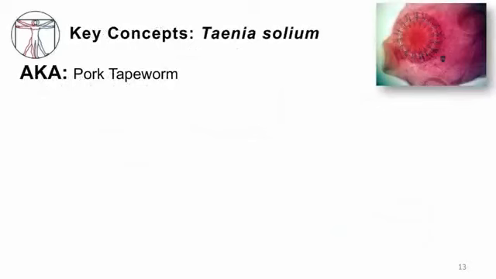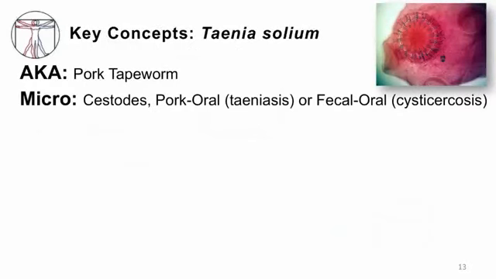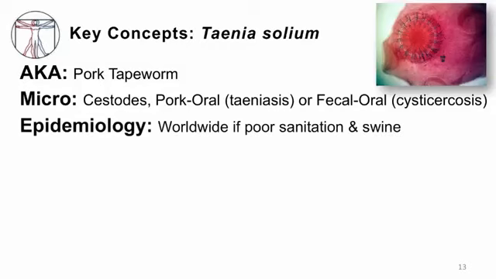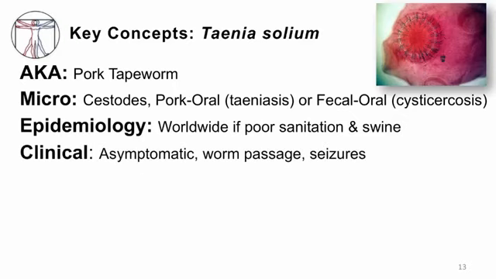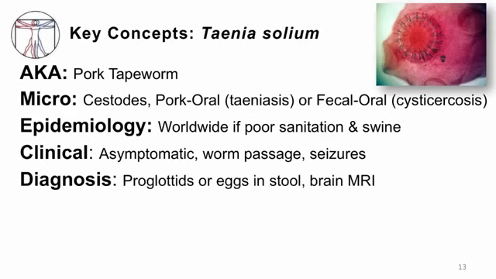So those are the key concepts for Taenia solium. This is the pork tapeworm. They're cestodes. You can acquire teniasis when you eat undercooked pork with cysts in it. You can acquire cysticercosis if you eat food that is contaminated with human feces containing the eggs from that worm. It happens every place in the world where there's poor sanitation and where people raise pigs. It's often asymptomatic, but in the case of teniasis, people may pass a worm or a piece of a worm, and in the case of neurocysticercosis, people may have seizures.